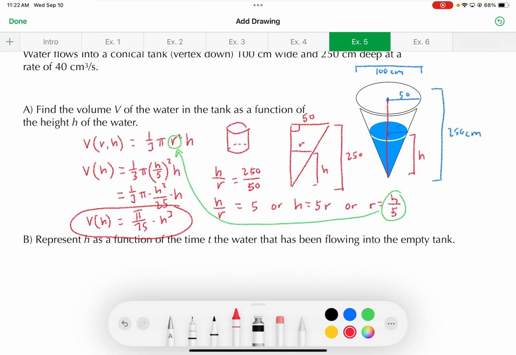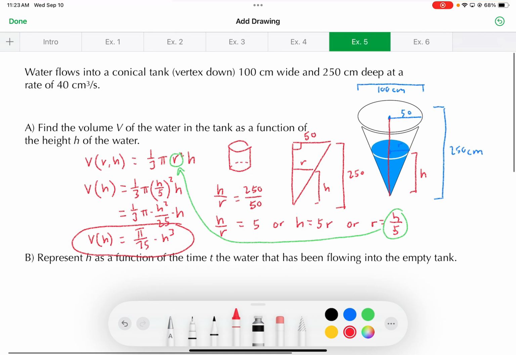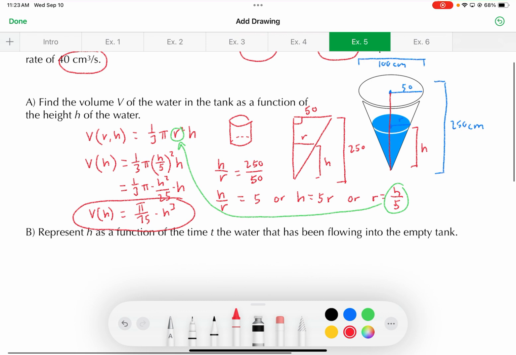All right, so now that the volume is expressed in terms of the height, it says represent h as a function of the time t that the water's been flowing into the empty tank. So you go back to the original problem. We've already used this 100 centimeters. That led us to our radius. We've used the 250 centimeters. That led us to a height. What we haven't used yet is this rate of 40 cubic centimeters per second, right? Okay, so think what that means.